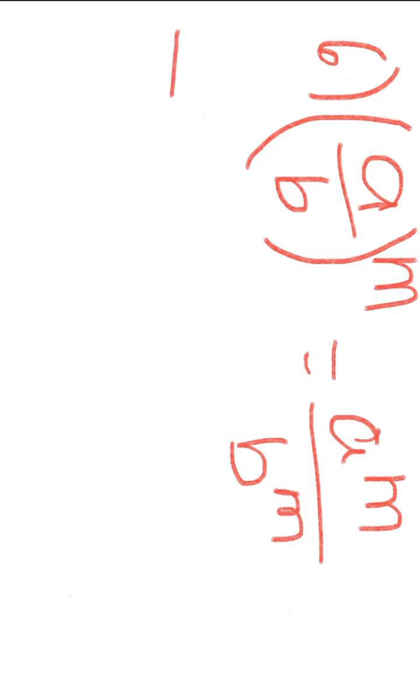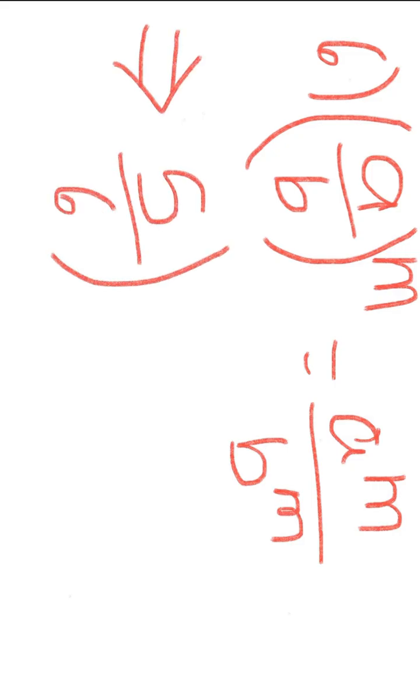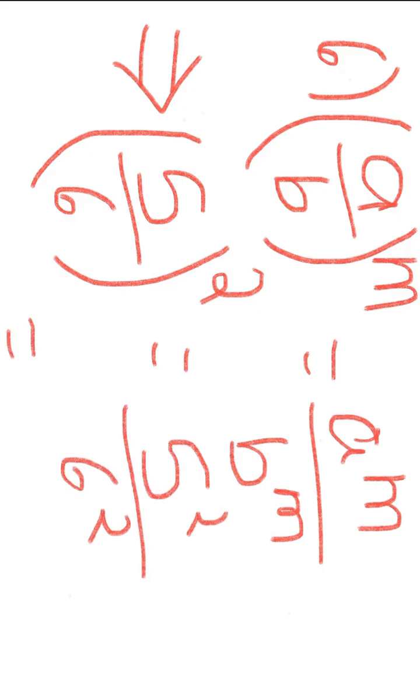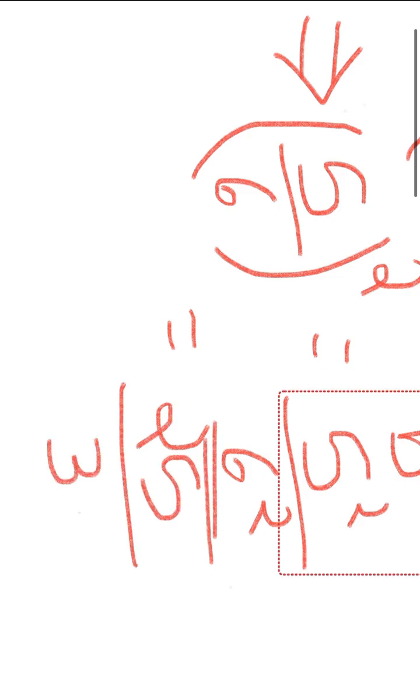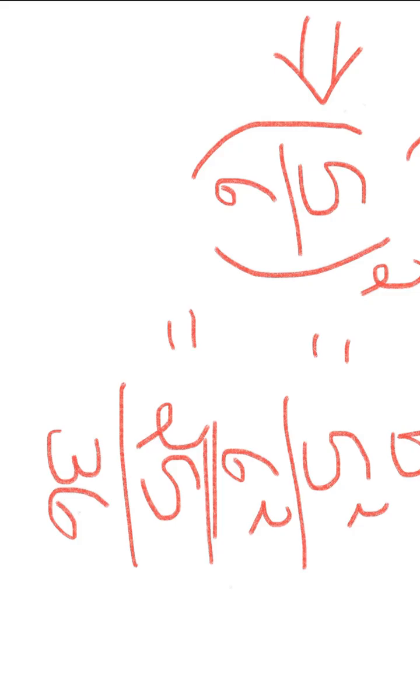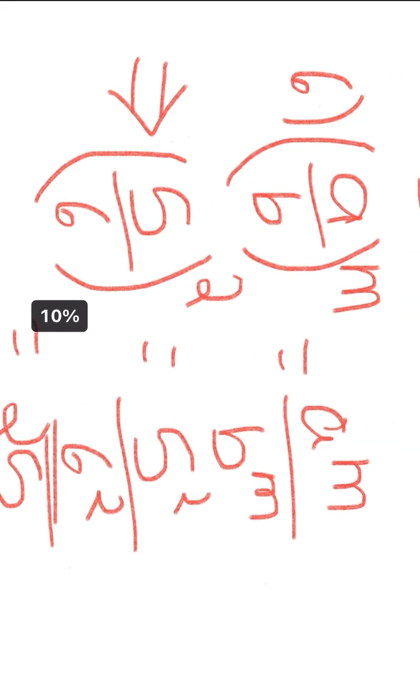Now coming to the sixth property, that is a upon b whole raised to m. That will give a raised to m upon b raised to m. For example, 5 upon 6 whole raised to 2 will be 5 raised to 2 upon 6 raised to 2, that is 25 upon 36, since 6 square is 36. This is the sixth property.